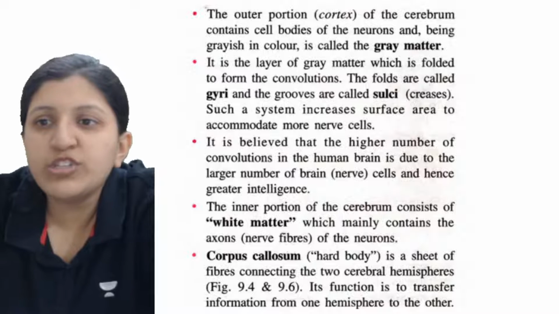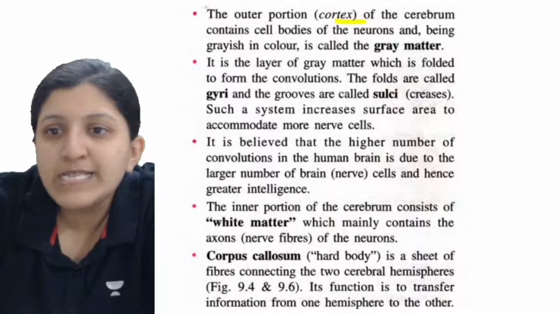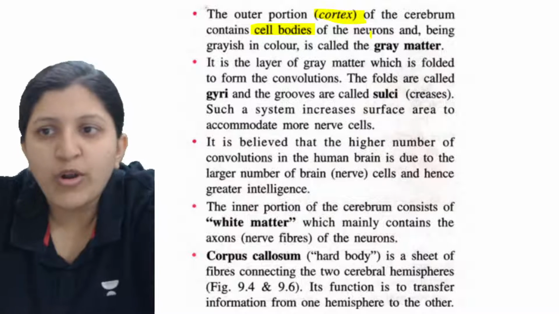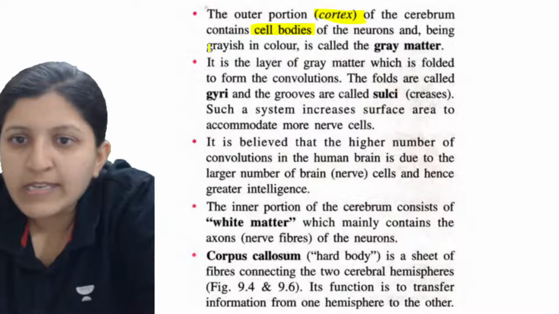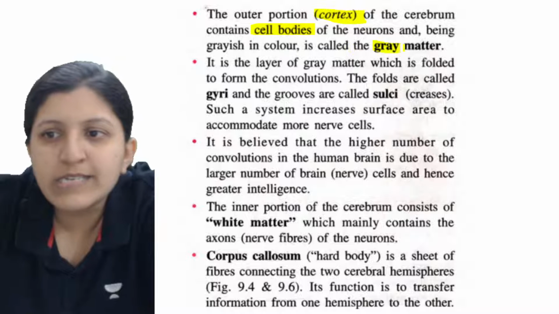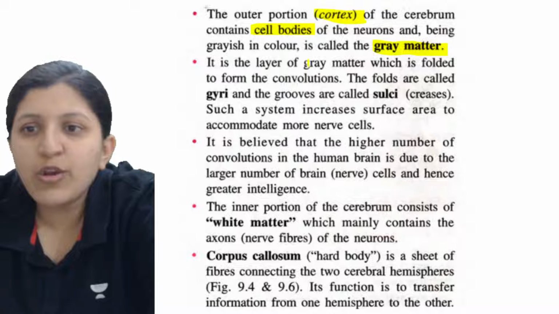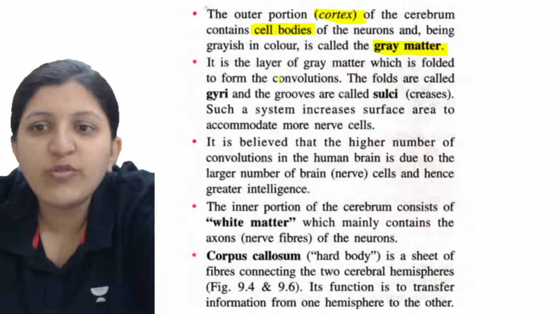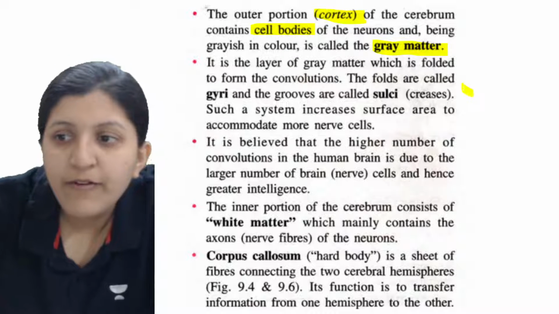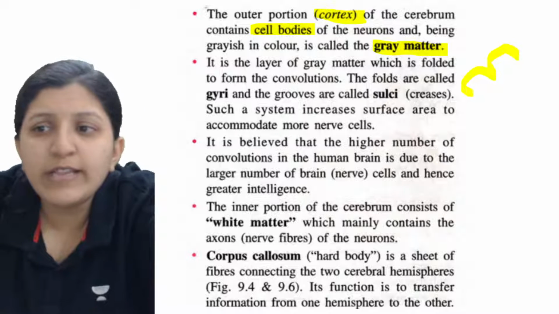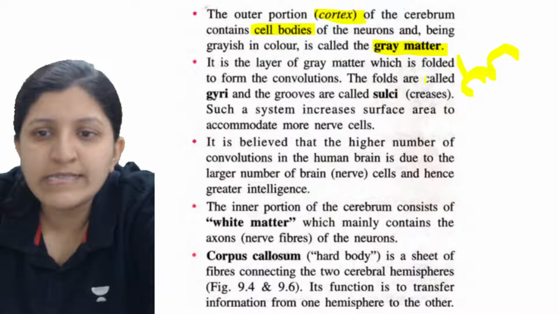The outer portion, the cortex of the cerebrum, is made up of cell bodies. So the cortex has what? The cell bodies of the neurons, and it is grey in color and hence it is grey matter. Okay, this is very important. It is a layer of grey matter which is folded to form convolutions. You can find foldings there, and these foldings are called gyri.